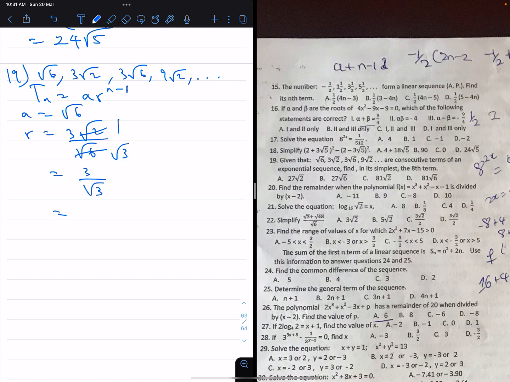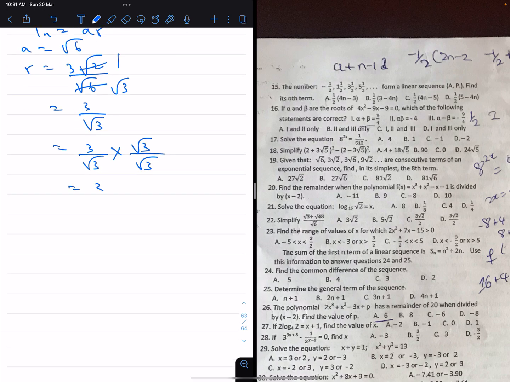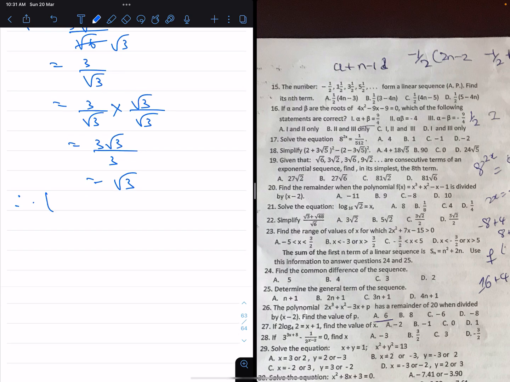Do you understand? We can rationalize and then it becomes 3 over root 3 times root 3 over root 3. That's root 3 over 3, and this is simply root 3. Exactly? Yes, root 3. So that's r. Now, what's the 8th term?